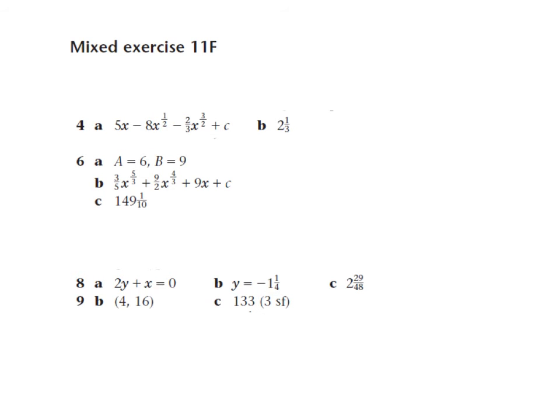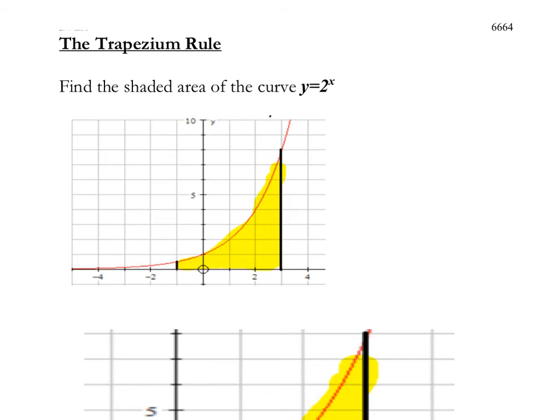Right, the last part is the trapezium rule. This is a numerical approximation for the area under the curve. Now, unfortunately, if I ask you this year to integrate 2 to the x dx between the limits minus 1 and 3, it'd be quite impossible.